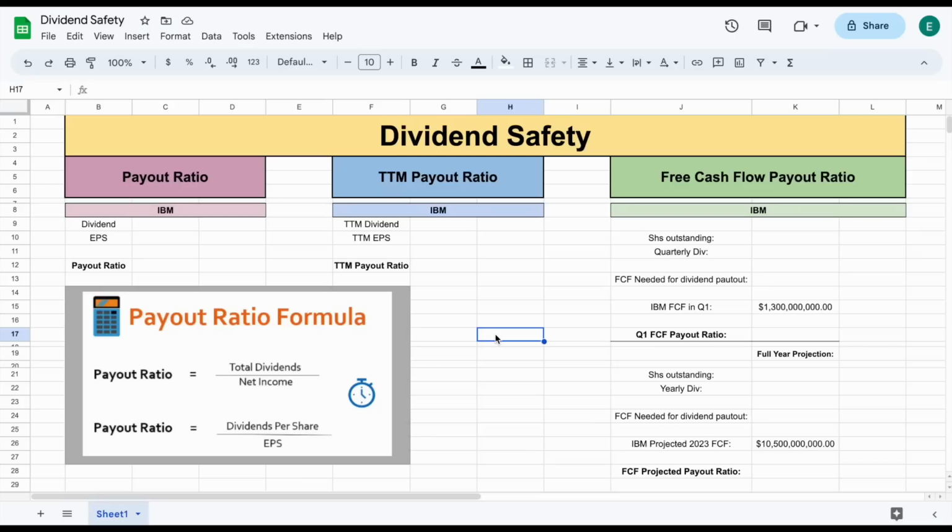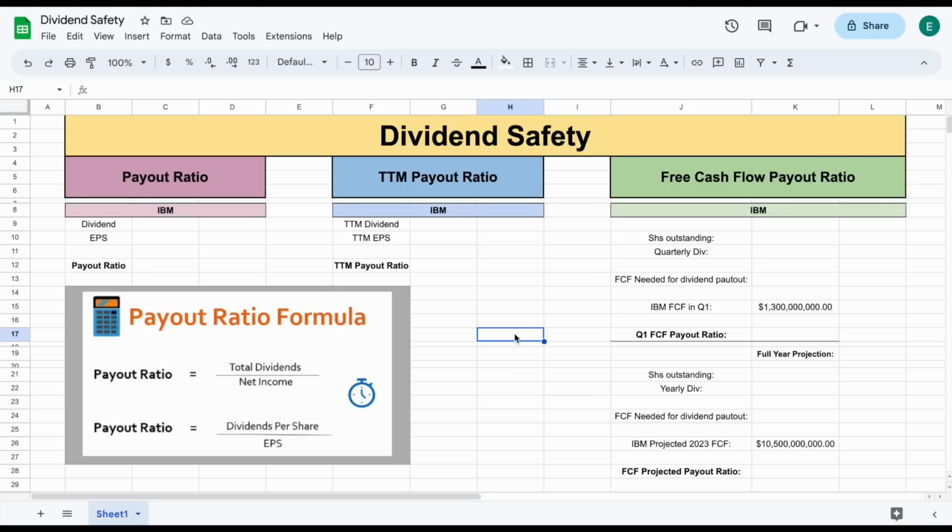I think there's a whole lot of people who think they understand dividend safety, but they really don't. There's a lot of different ways to look at this. So I'm going to be taking you step by step on how to judge the safety of your dividend payments. And I've created an entire spreadsheet so that I can clearly teach you how to do this.